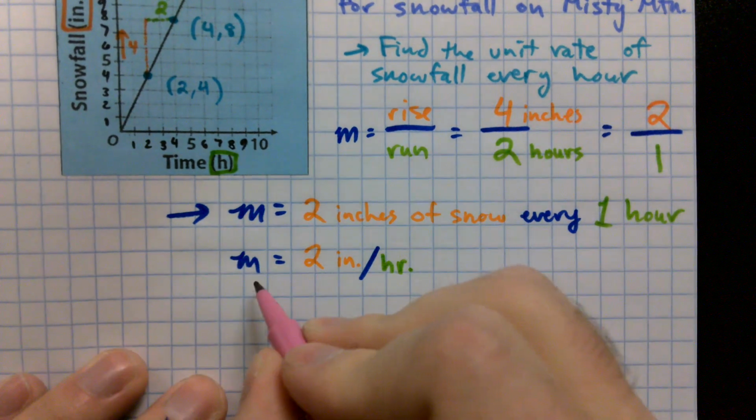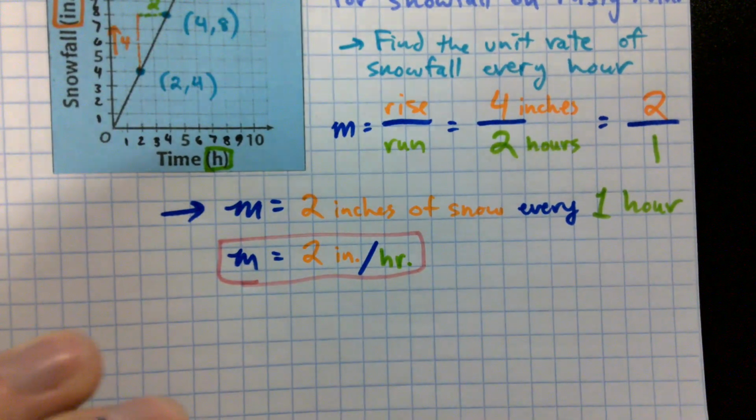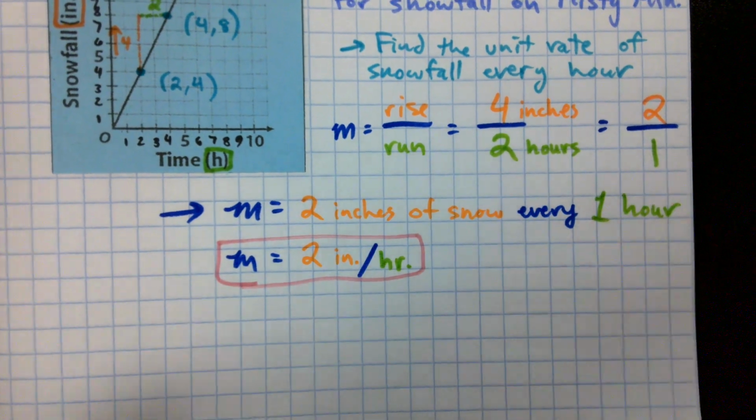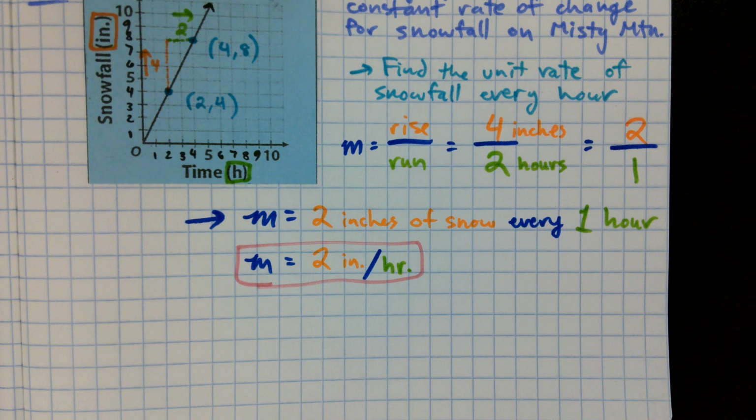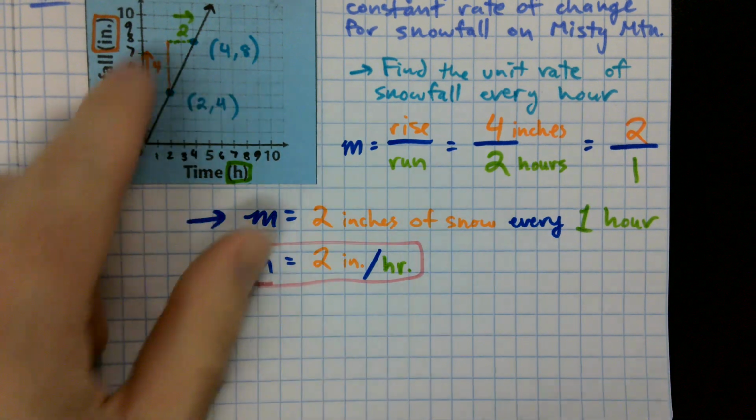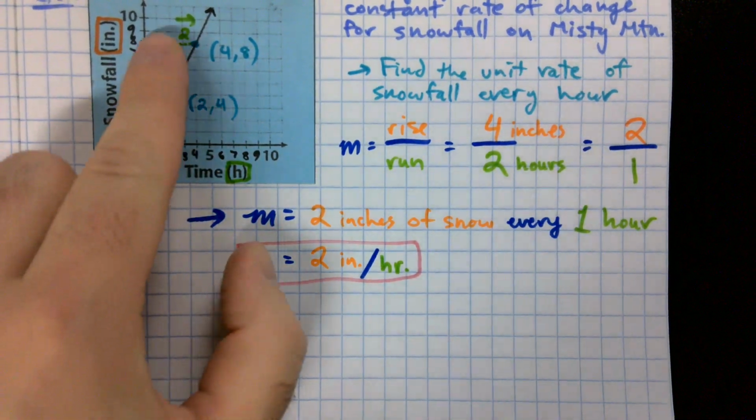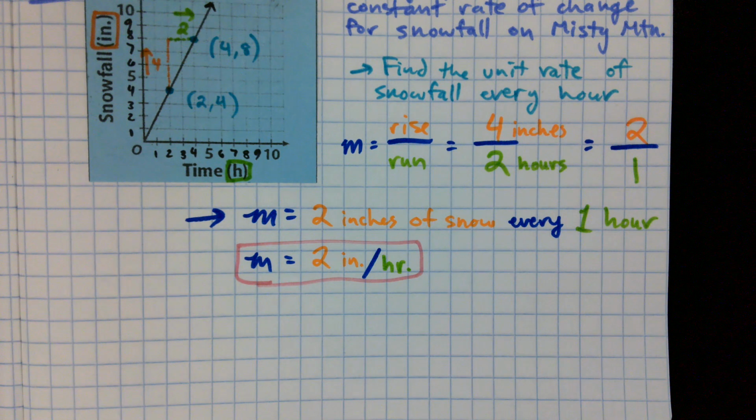And that's going to be our answer. Was there anything different about the way that we found this slope? Did our rise over run process change at all? No. We still went from left to right. We rose up 4, ran over 2. We drew our little slope triangle.